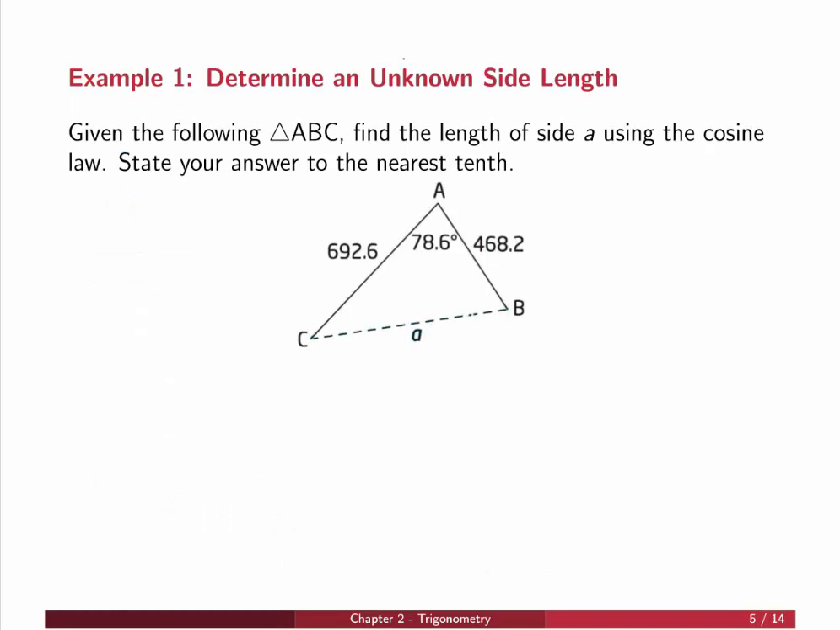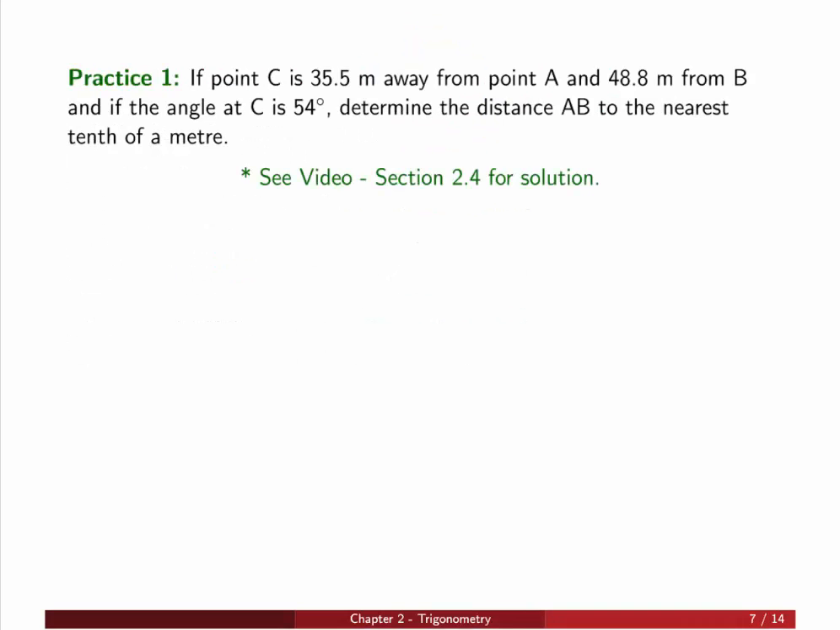The first example we're going to go over is determining the length of an unknown side. You can look at the example and take a look at the solution. I'll do the practice problem. If point C is 35.5 meters away from point A and 48.8 meters from B, and if the angle at C is 54 degrees, determine the distance AB to the nearest tenth of a meter.